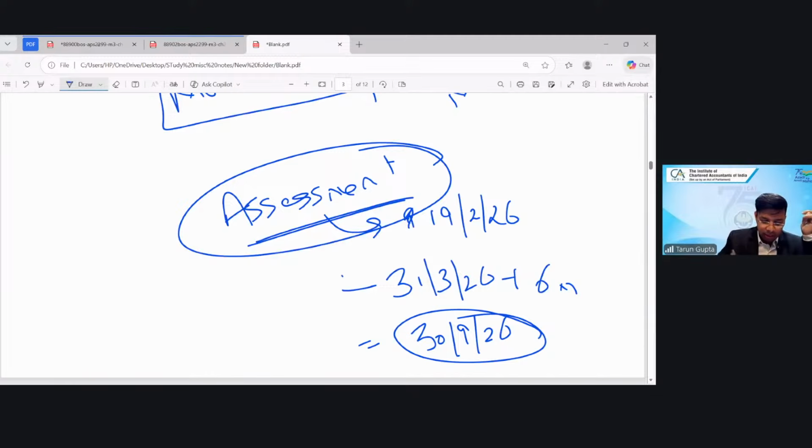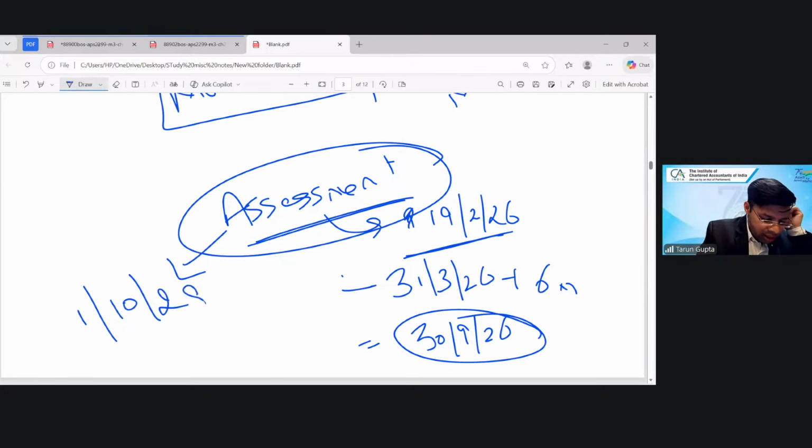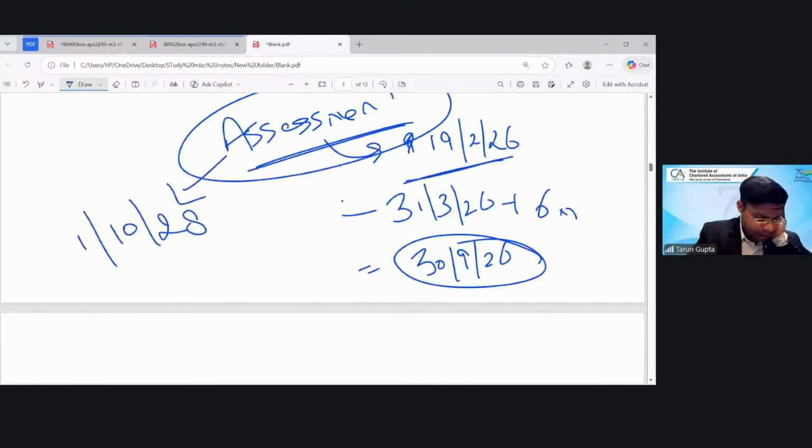Assuming in this case, the assessee files an appeal before the CIT(A) against this assessment order of 19/2/26. And the CIT(A) passes the order, say, somewhere around 1st October 28. It will take this much time. Now, till this time, the penalty can be kept on hold.